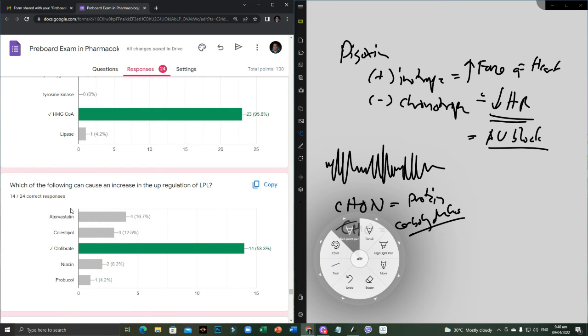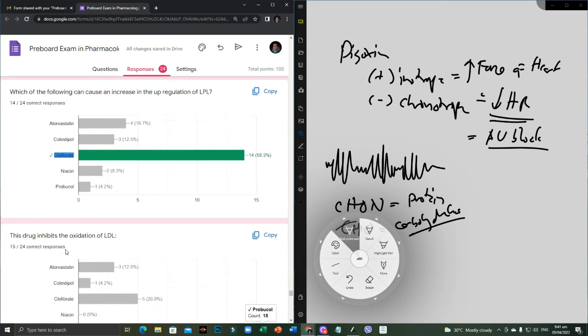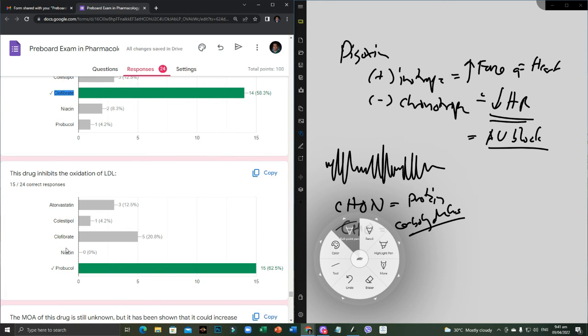Which of the following can cause an increase in the upregulation of LPL? So if you want to increase LPL activity, class, we use fenofibrates. Okay, or fibric acid derivatives like clofibrate, fenofibrate, so on and so forth. This drug inhibits the oxidation of LDL. So that's probucol. I'm glad the majority of you know this.